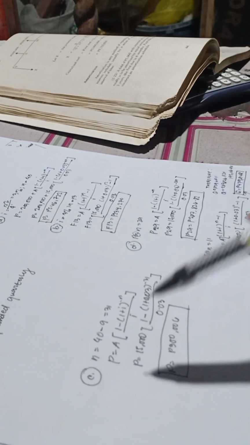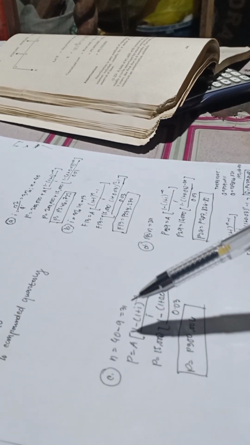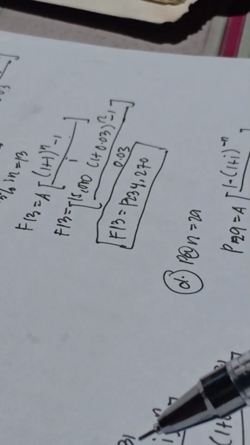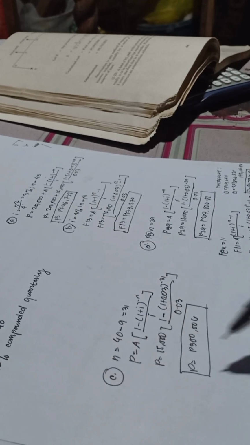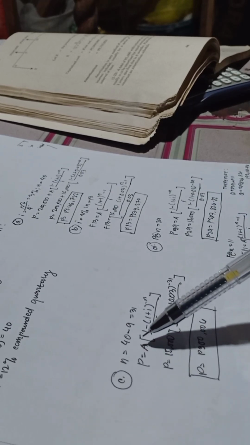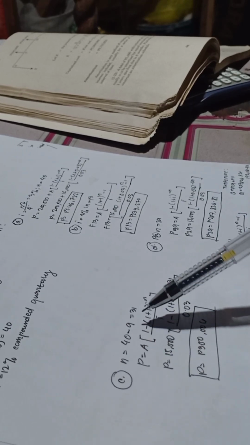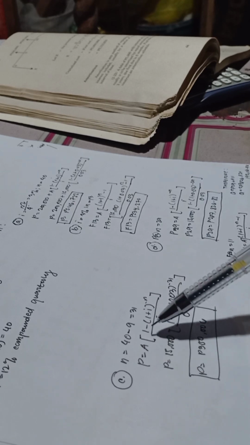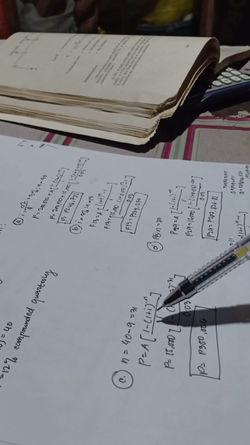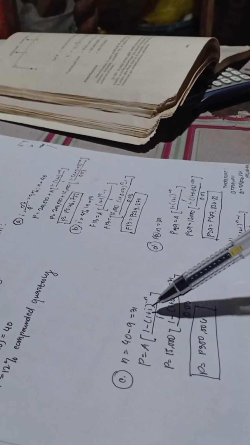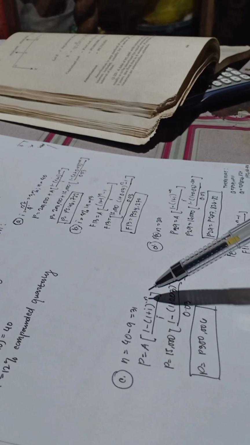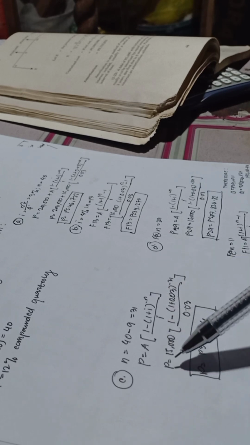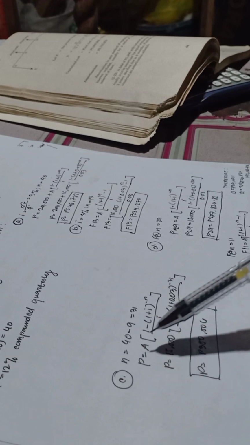So N is equal to 40 minus 9, which is equal to 31. So P is equal to A multiplied by 1 minus quantity of 1 plus I raised to negative N over I. So P is equal to 15,000, which is our amortization.